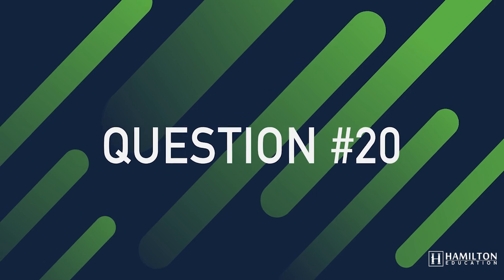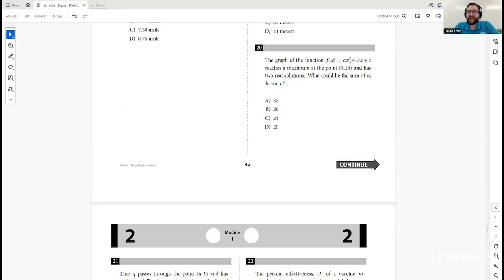Question 20. The graph of the function f of x is equal to ax squared plus bx plus c reaches a maximum at a point at 3, 24. That's also known as a vertex. And has 2 real solutions. So again, we're talking about the number of solutions. We'll probably want to think about the discriminant test. What could be the sum of a, b, and c?